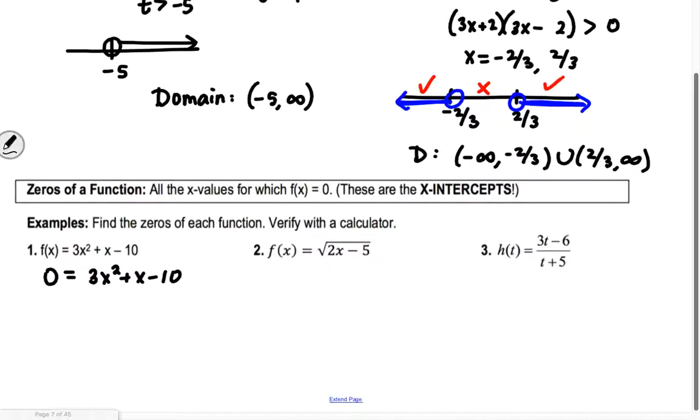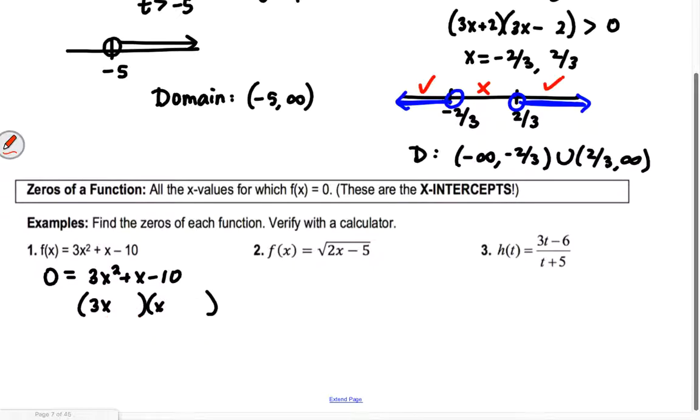I can try to factor. So I'm going to do 3x and x. My possibilities for 10 could be 10 and 1 or 5 and 2. So think about where I'm putting the 5 and the 2 in. So if I put the 2 first and the 5 last, look at your outer and inner. I have 2x and 15x. Are those ever going to combine to be that middle number, 1x? No.